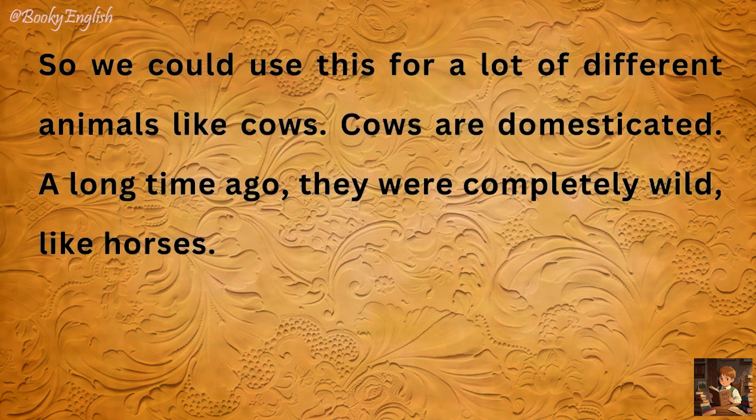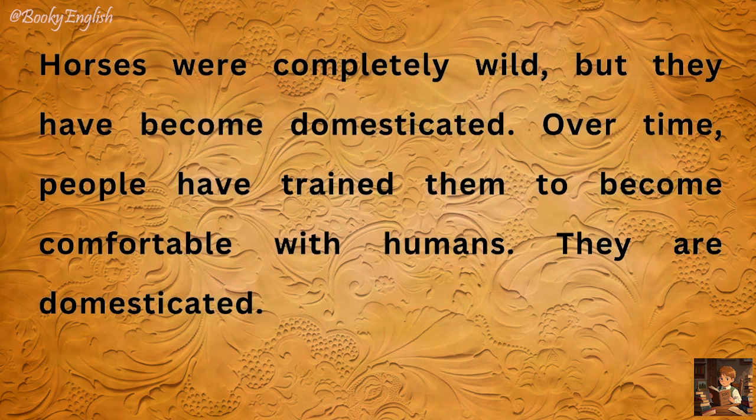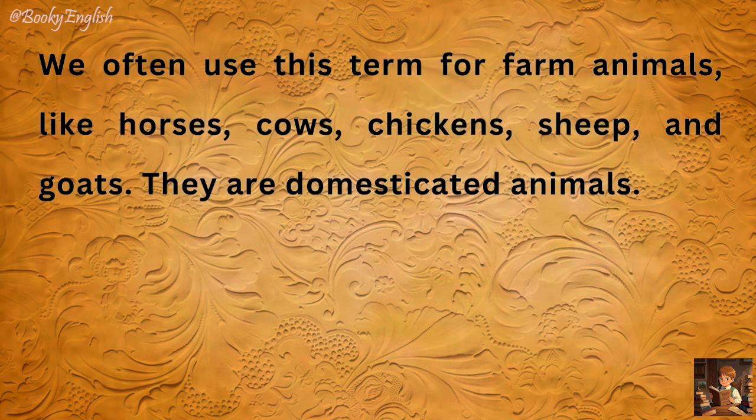Cows are domesticated. A long time ago, they were completely wild, like horses. Horses were completely wild, but they have become domesticated. Over time, people have trained them to become comfortable with humans. They are domesticated. We often use this term for farm animals, like horses, cows, chickens, sheep, and goats.